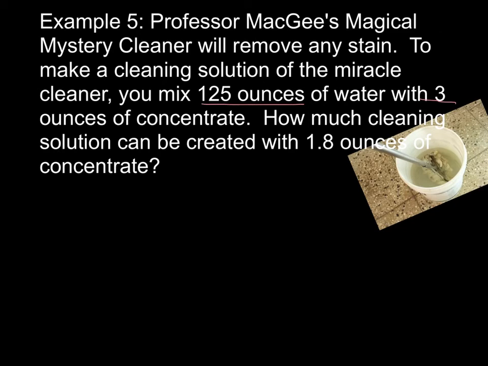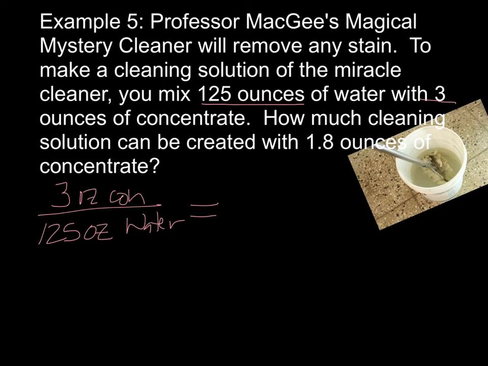So let's set up our rate. We have 3 ounces of concentrate. I'm going to abbreviate that CON. For 125 ounces of water, that's our rate. Again, not a unit rate, but it's a rate nonetheless. And on the other side, we have 1.8 ounces of concentrate, and we need to determine how much water we can mix with that.